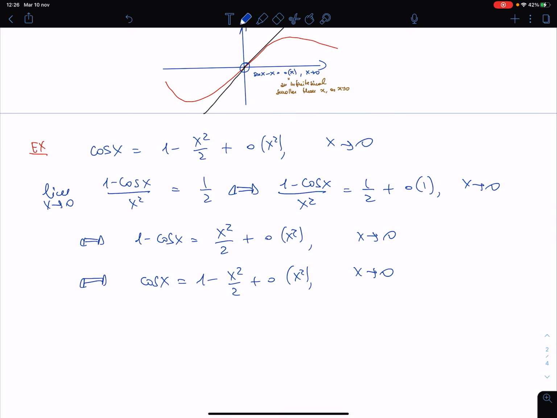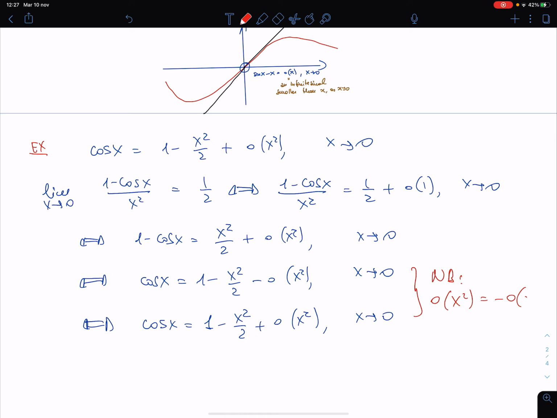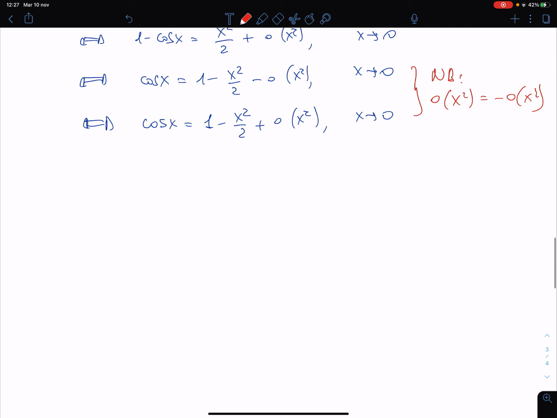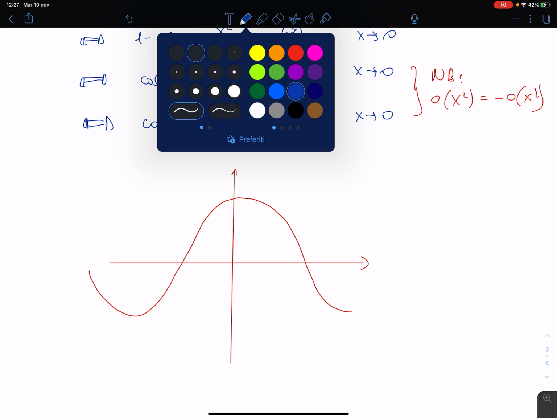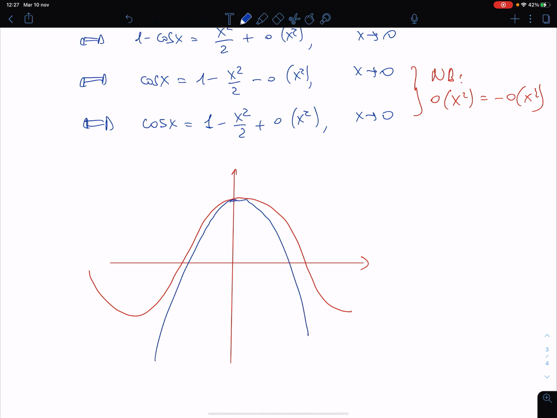And notice that, okay, here should be minus, but minus little o is equal to plus little o, because it is just an infinitesimal. I write it here. Nota bene, little o is equal to minus little o. No problem with signs and factors. And the picture this time is here. Here you have cosine, and here you have the parabola. So the distance here is little o of x squared as x going to 0. And here I stop.